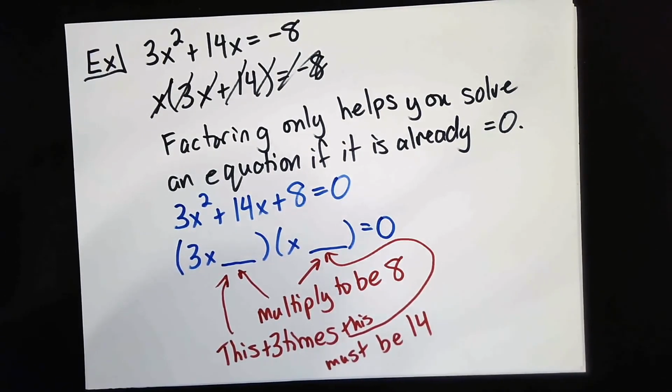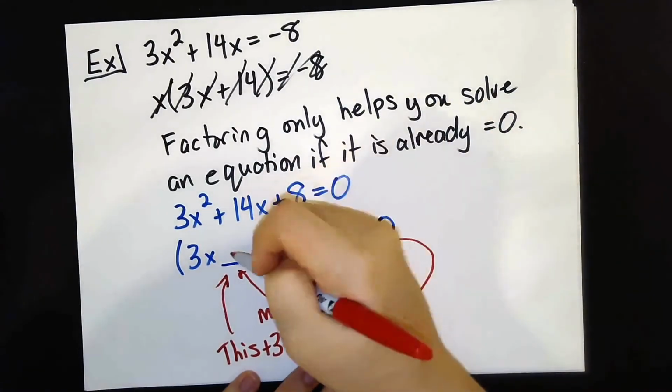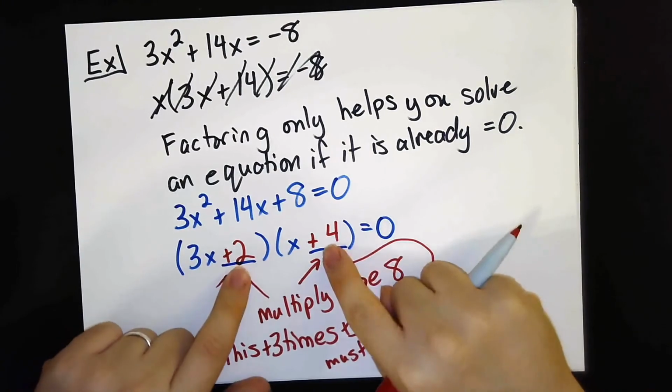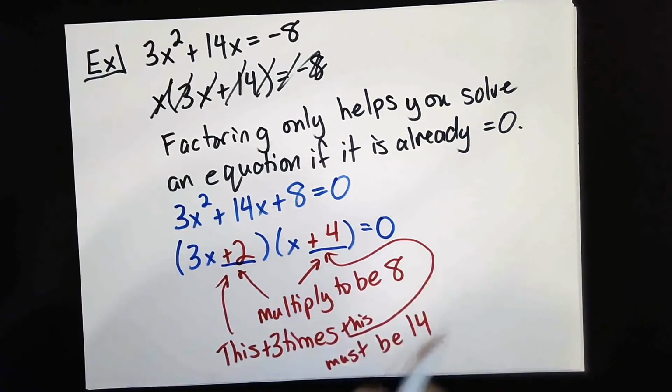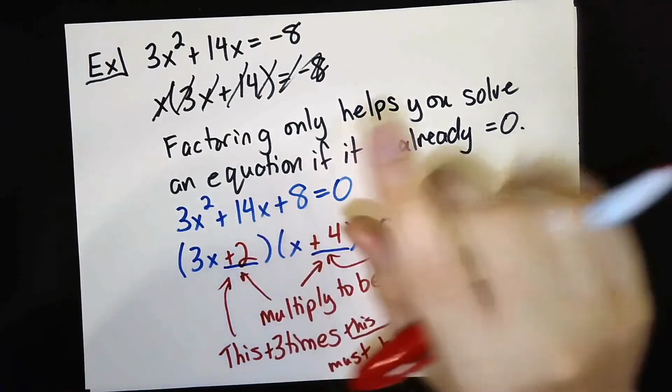It might take a bit for you to think through all the possibilities, but eventually you will come up with the option that works: a plus 4 here and a plus 2 here. Okay. So 2 and 4 multiply to be 8, and 2 plus 12 is 14. That's why this works.